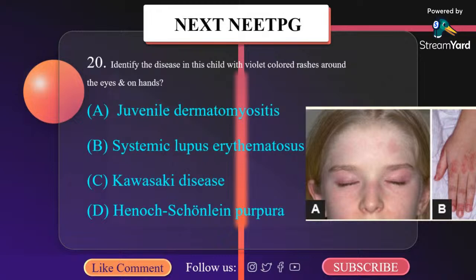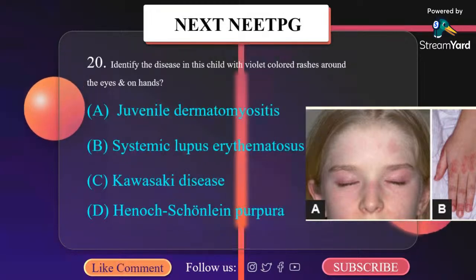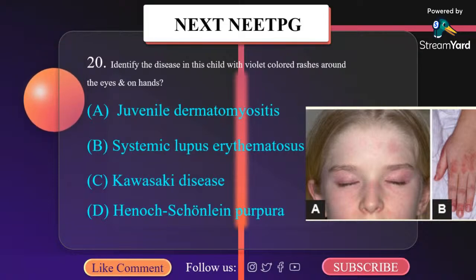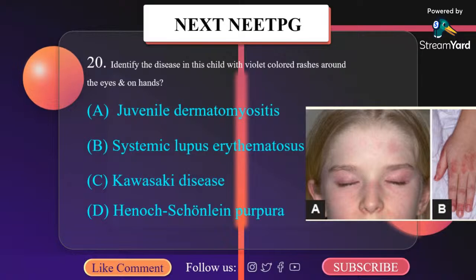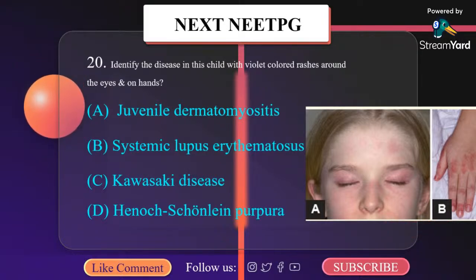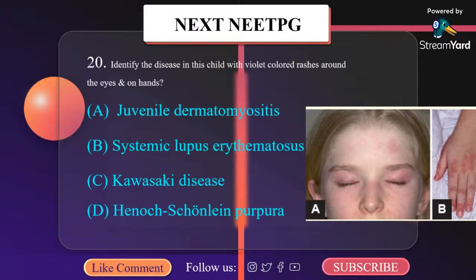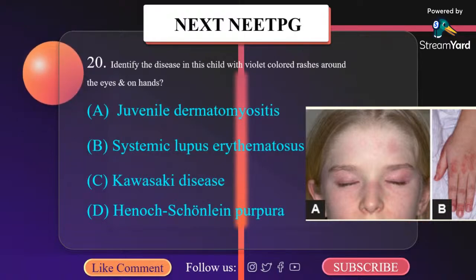Identify the disease in a child with violet colored rashes over the eyes and on hands. A. Juvenile dermatomyositis. B. Systemic lupus erythematosus. C. Kawasaki disease. D. Henoch-Schönlein. Here, there is a heliotrope rash on the eyelids. So it is juvenile dermatomyositis. Gottron's papules are seen in juvenile dermatomyositis.